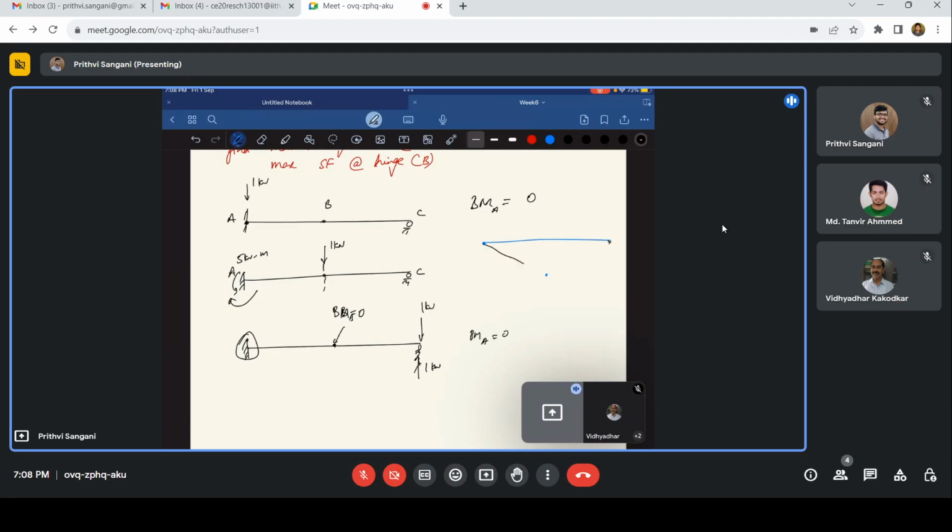So this is my influence line diagram for bending moment at A. At A it is 0, at B it is 5 kilonewton meters, and at C it is 0 again. This is linear, so let me draw it as a line.